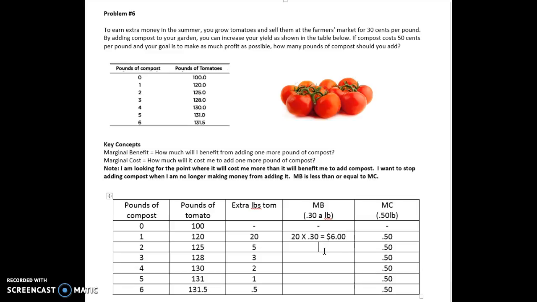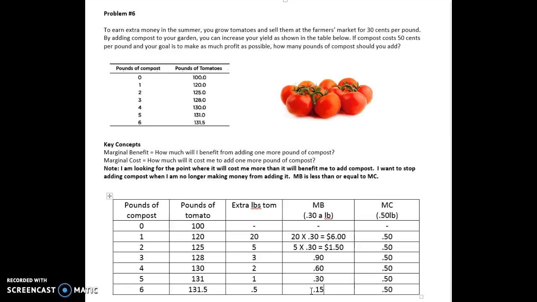Now, as you're going to see, as we calculate marginal benefit going forward, we are going to get less and less marginal benefit. So in this case, I'm only getting 5 more tomatoes out of adding compost. So that's 5, and I'm going to multiply that times 30 cents. And what do I get here? I'm only getting $1.50 in marginal benefit. In this next situation, I'm only getting 90 cents. And as you can see, my marginal benefit is going down as I add more compost. I'm only getting 60 cents here. At 5 pounds of compost, I'm only getting 30 cents of marginal benefit. And then at 6 pounds of compost, I'm only getting 15 cents of marginal benefit.